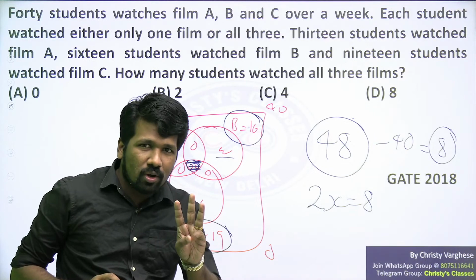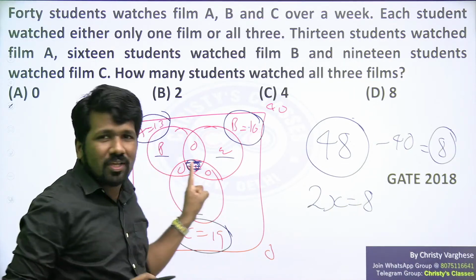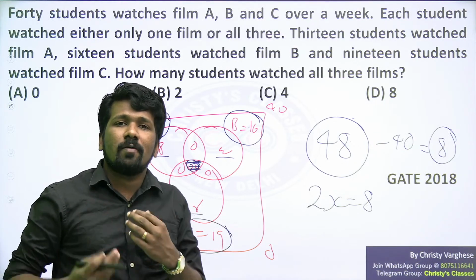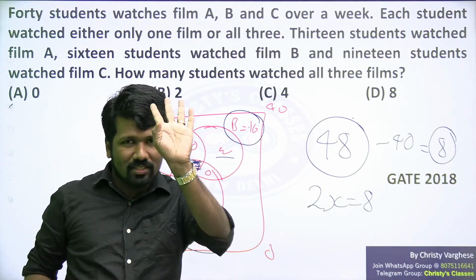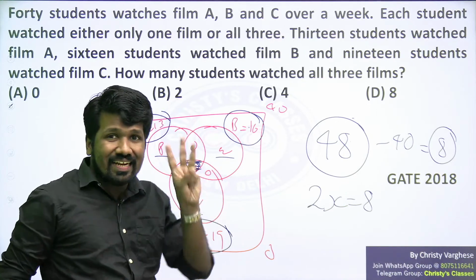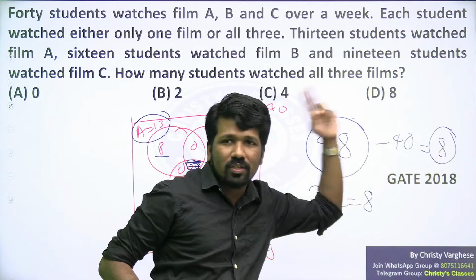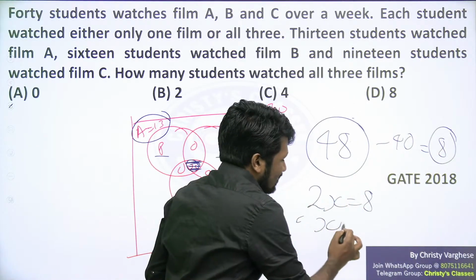3 times x you have counted, but 1 time x is supposed to be there. Because all the three film watching people we need to count once. But you have counted thrice, 3 times. 2 times you have counted extra. That is corresponding to this 8. So 2x is 8, x is equal to 4.